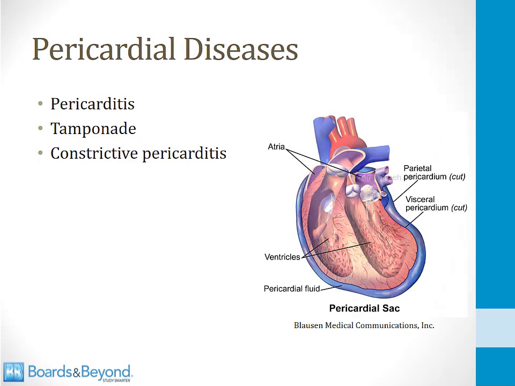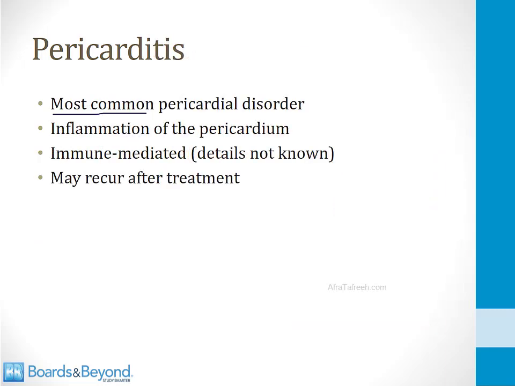There are three pericardial diseases you need to know for Step 1: pericarditis, tamponade, and constrictive pericarditis. We'll go through all these in the next few slides. Pericarditis is the most common pericardial disorder, and as the name implies, it involves inflammation of the pericardium. This is an autoimmune process. It's an immune-mediated attack on the pericardium.